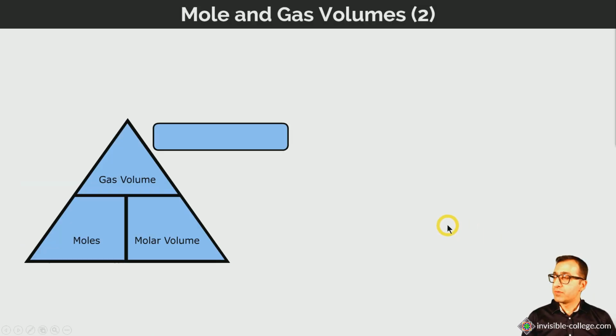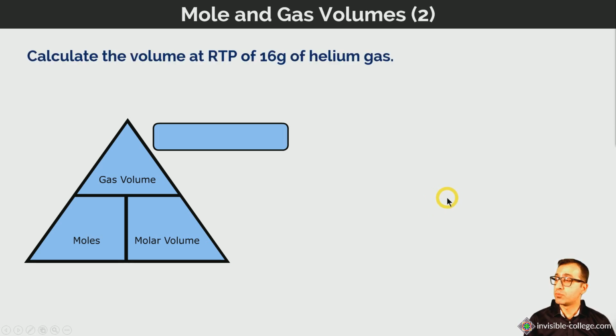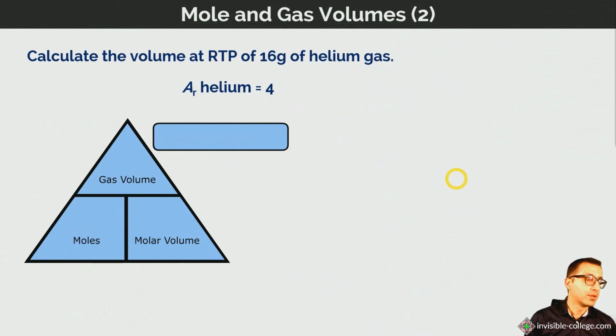So here's one for you to try. Calculate the volume at room temperature and pressure of 16 grams of helium gas. Again, the relative atomic mass of helium is 4. Have a go at this one for yourselves. All right, so here's how you do it. In this case, we've got the mass, but we don't have the number of moles. So we're trying to calculate the gas volume, and we know what the molar volume at room temperature and pressure is. It's 24 cubic decimeters.